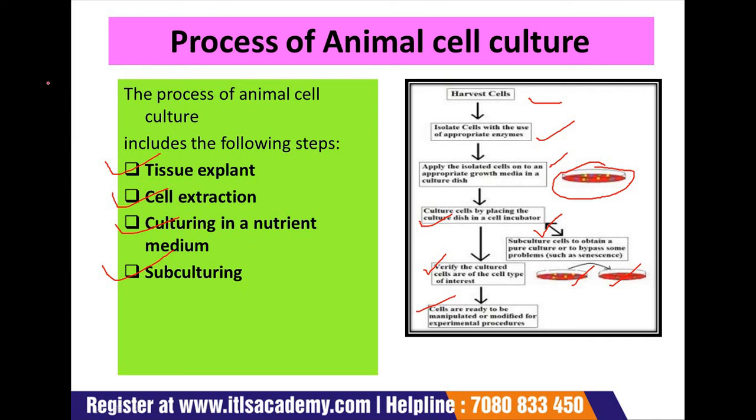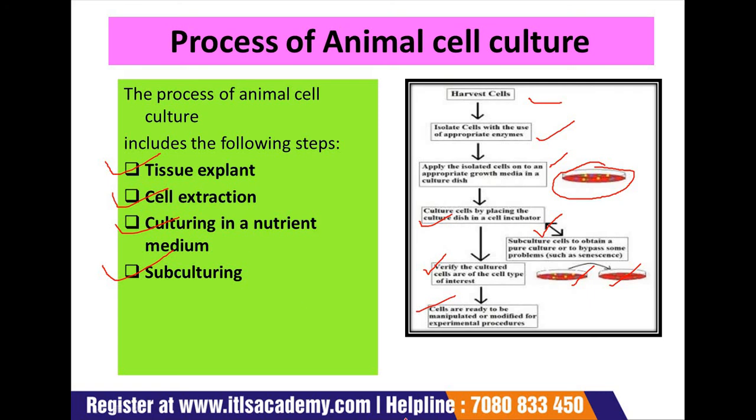So let's start with some discussion about the tissue explant. What is the tissue explant process? The removal of tissue from the organs is referred to as tissue explant. And if we talk about the cell extractions, then the cells can be extracted from the tissue either mechanically or enzymatically. The extraction is mostly carried out by enzyme action or by the process of trypsinization.